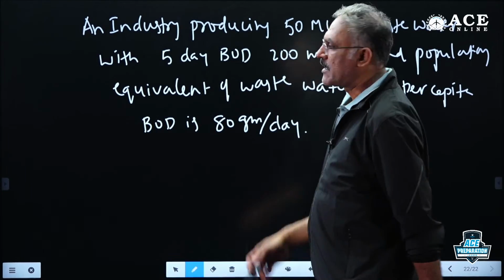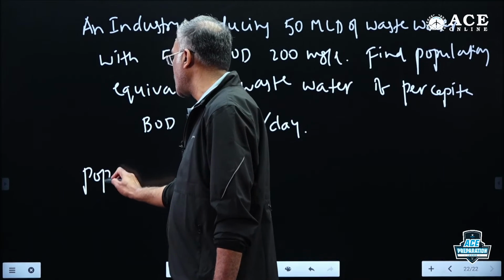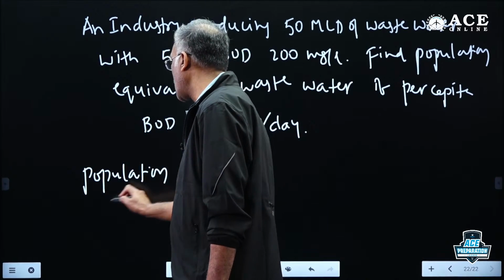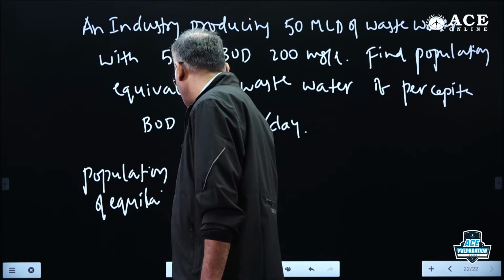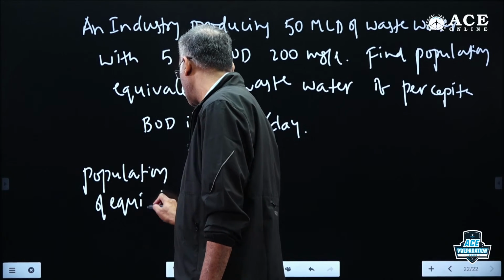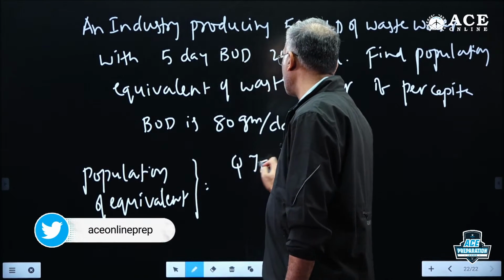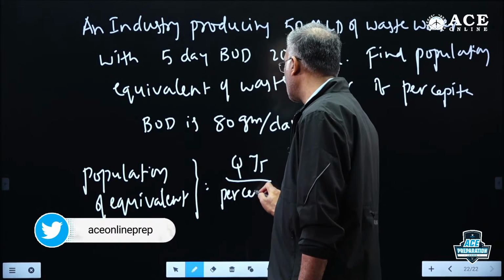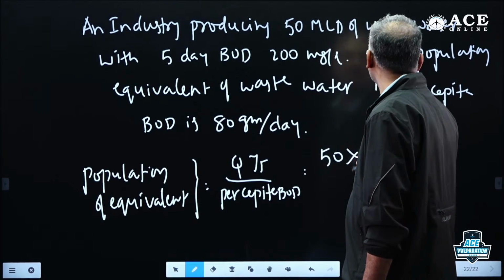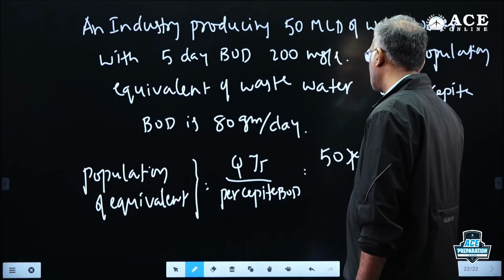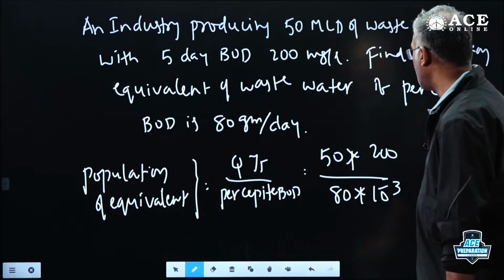So you have been asked to find the population equivalent. Therefore, the population equivalent of this waste is equal to the total BOD of that waste divided by the per capita BOD, that is, Q into 5-day BOD by per capita BOD. This is how we can find it out. So 50 MLD into 200 by 80 grams. I am converting grams into kilograms. That's all. They'll cancel out.